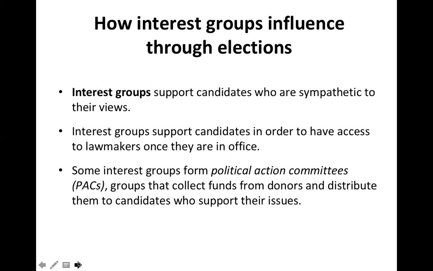Pretty easy, money talks. So some interest groups form these PACs, political action committees. These are groups that collect funds from donors and distribute them to candidates who support their issues. So a lot of things are done through PACs. A lot of those mailers that you get during the election season are from political action committees. You'll see it's the committee to re-elect so-and-so rather than the candidate themselves.